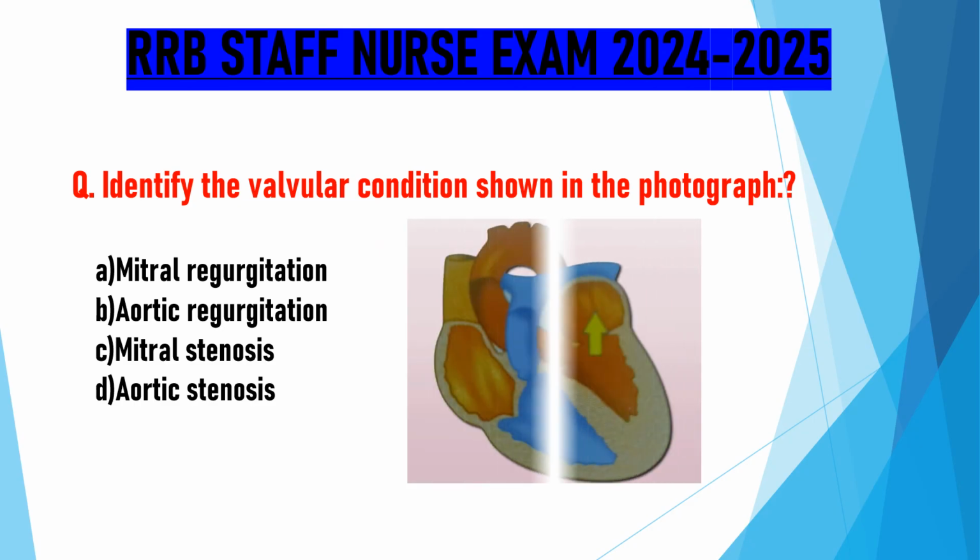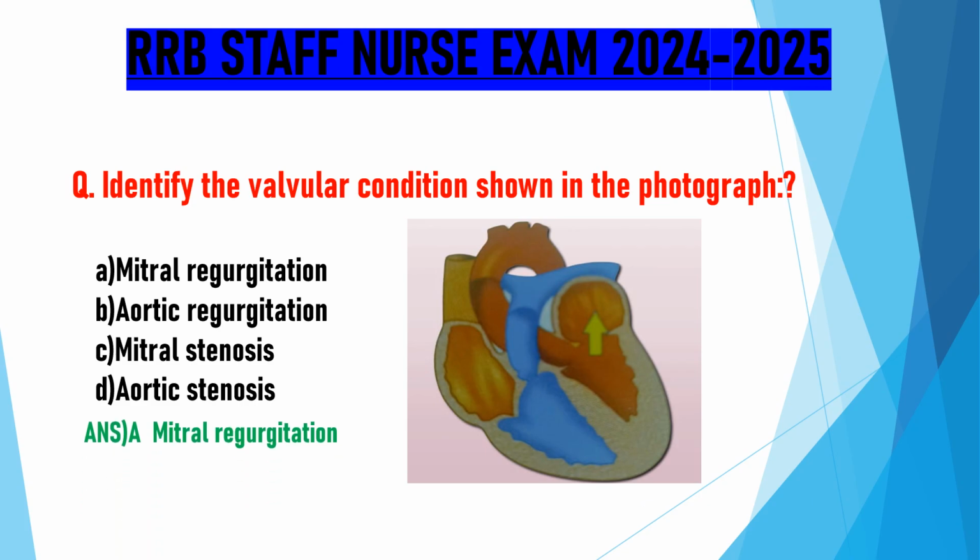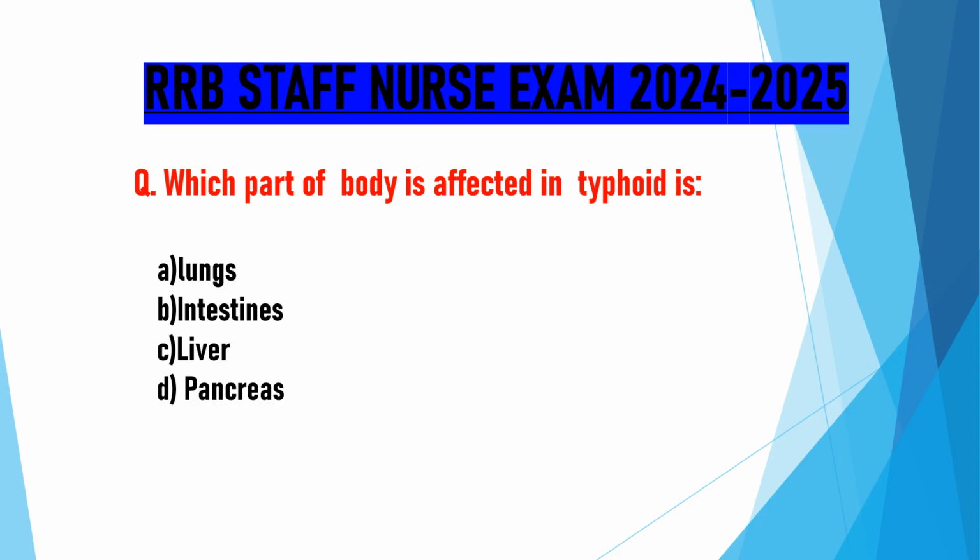Identify the valvular condition shown in the photograph. Option A, mitral regurgitation, aortic regurgitation, mitral stenosis, aortic stenosis. So the answer is option A, mitral regurgitation. Which part of the body is affected in typhoid? Options are lungs, intestines, liver, pancreas. So the answer is intestines.